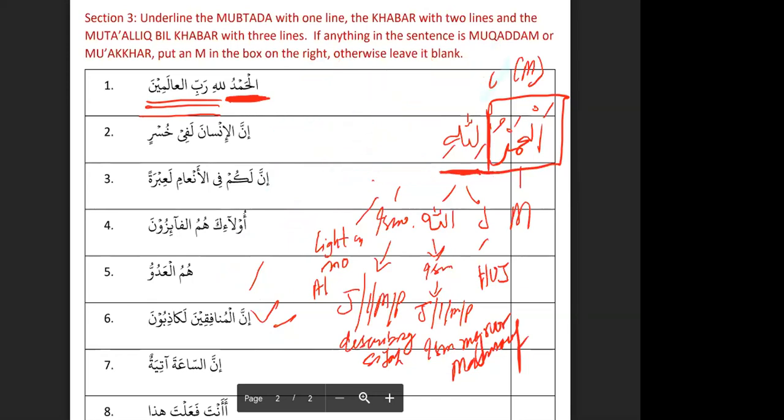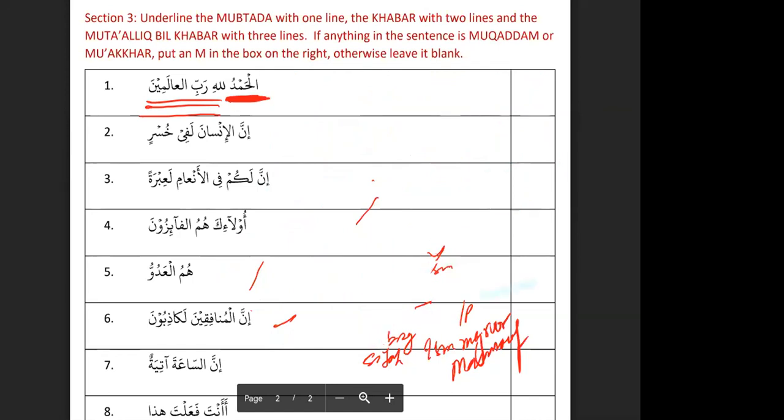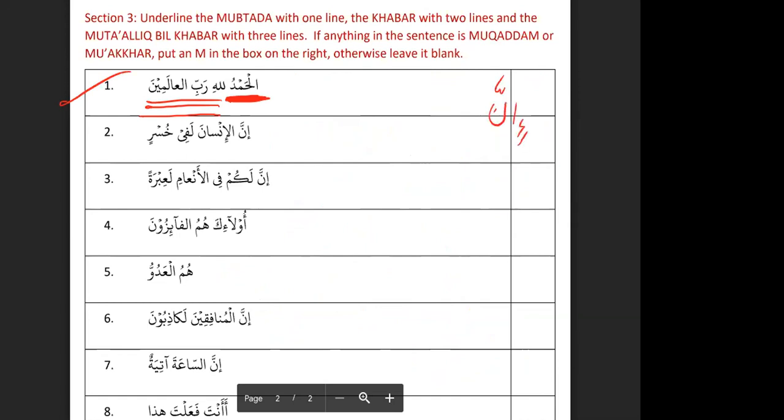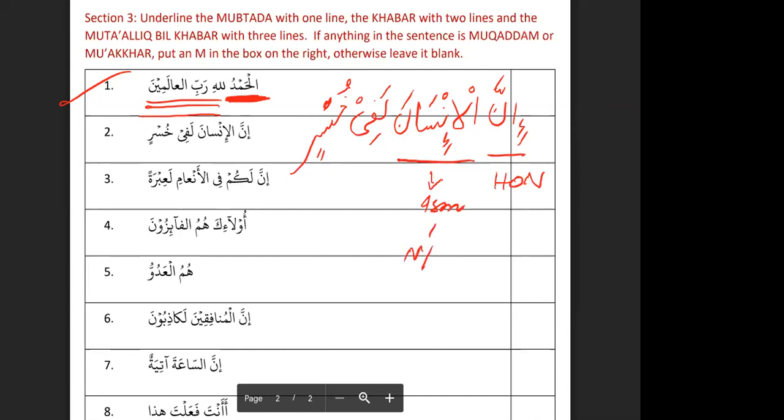Let's do our next one. Innal insana lafi khusr. Okay. Inna is harf of nasab. Al-insana is the ism of it. It is nasab, singular, masculine, proper. So it's its ism. So your mubtada is innal insana.